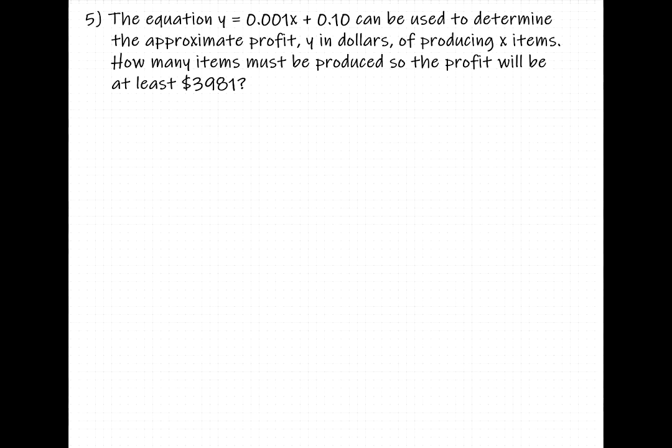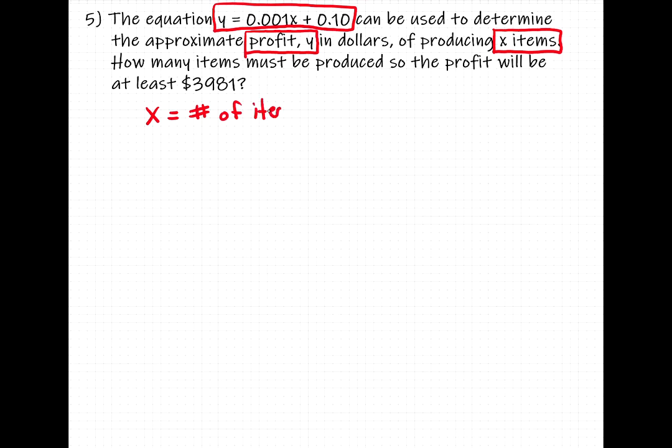Okay, just like in the last problem, we're given the equation, and we're also told what the variables stand for. So profit is y, and number of items is x. You don't have to rewrite this, it's given in the problem, but I'm just doing it for clarity. x is the number of items, and y is equal to the profit, and that's profit in dollars.